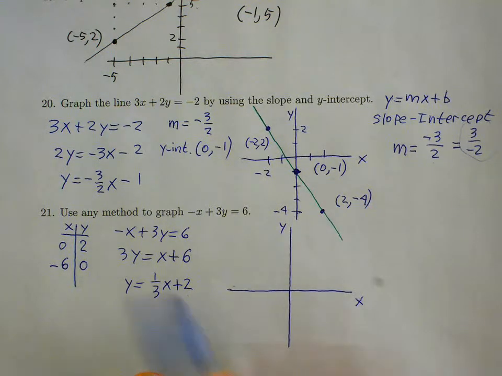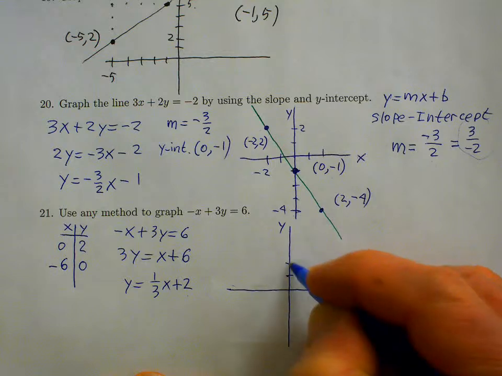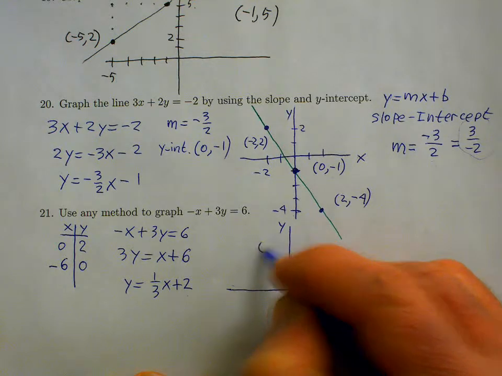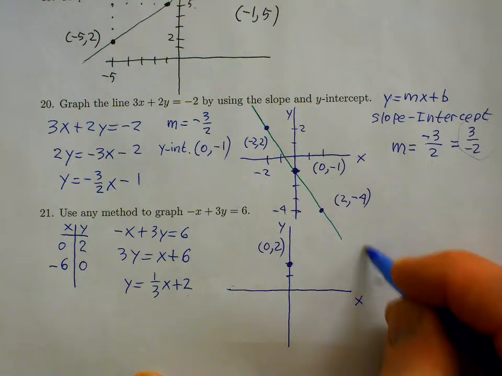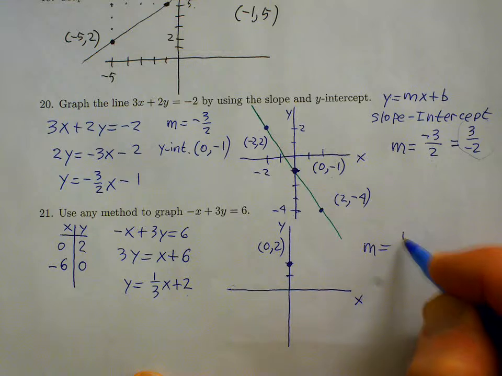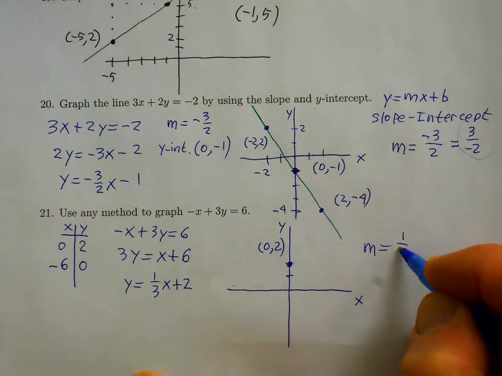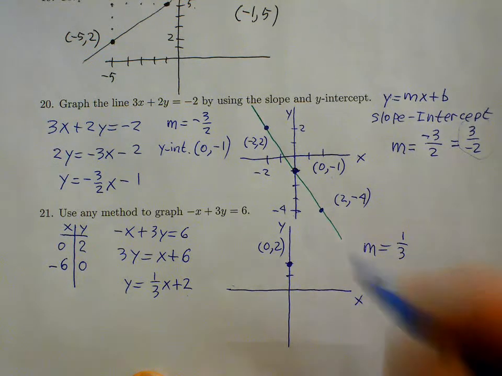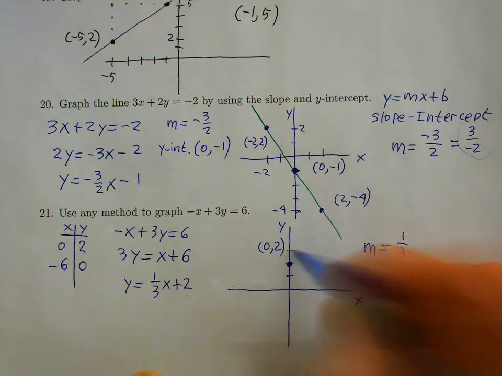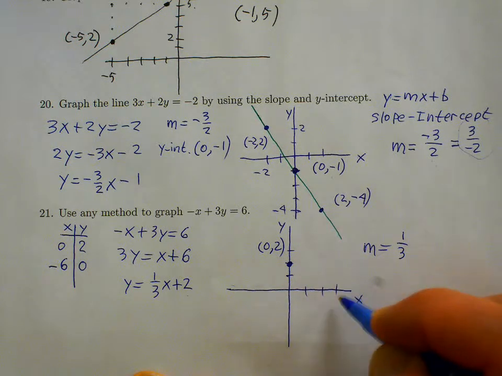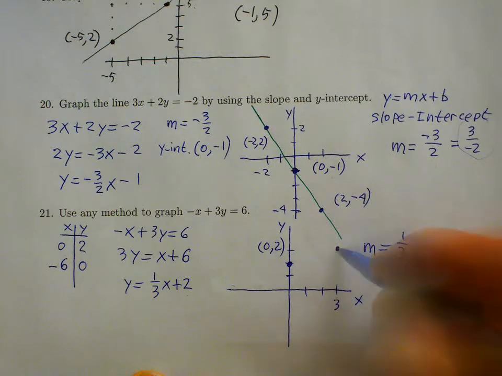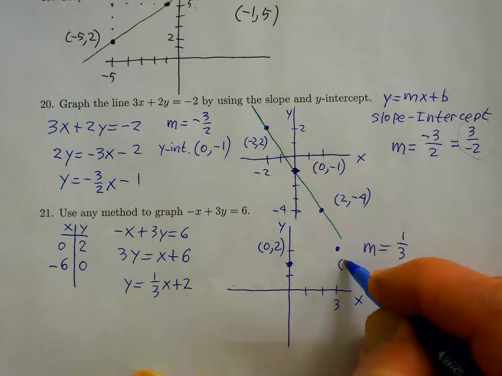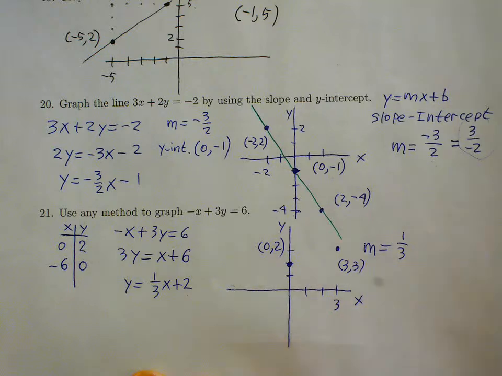So we'll plot the y-intercept (0, 2). Remember to label it. Label the point (0, 2). And a slope of 1/3. We have a rise of positive 1 and a run of positive 3. So from this point, we move up 1 and to the right 3. So this point has coordinates 3 for x and 3 for y.